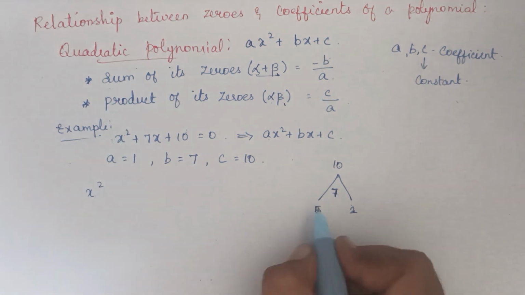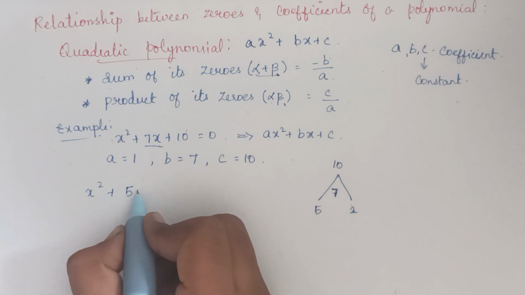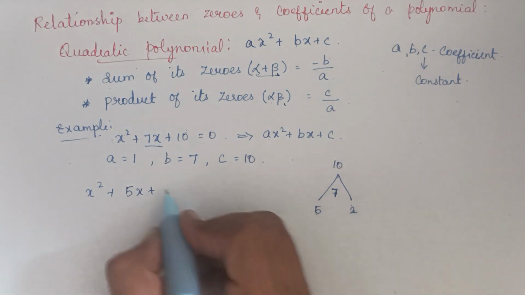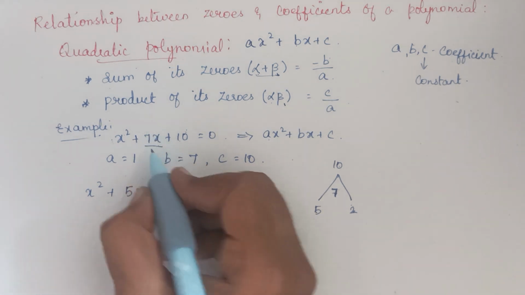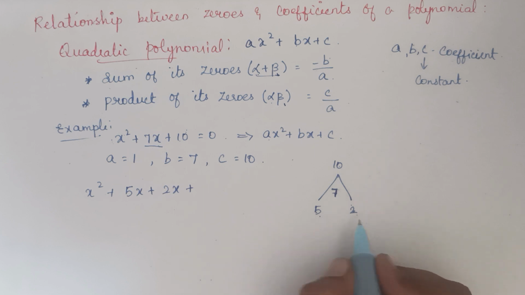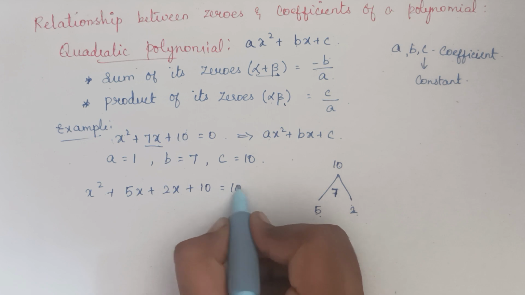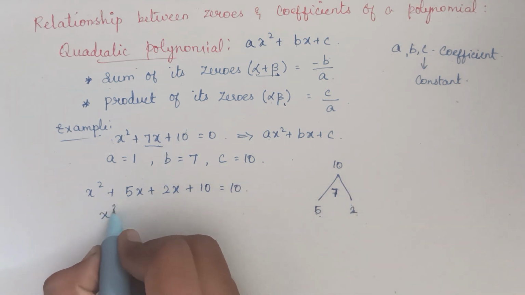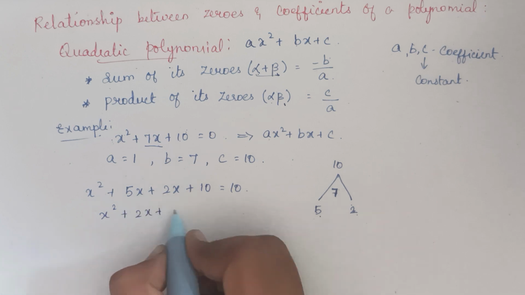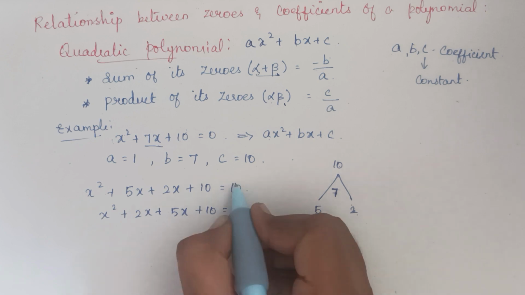So we can write this as x square, you can write x square as such. And then instead of 7x, we can write 5x plus 2x. Okay. Plus instead of 7x, we have written it as 5x plus 2x. Now write plus 10 equal to 0. Now arrange it in order: x square plus 2x plus 5x plus 10 is equal to 0.